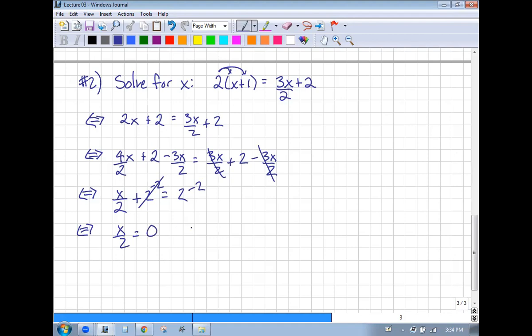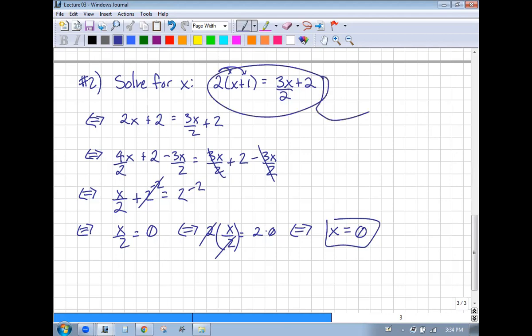But I don't want to know what x over 2 is. I want to know what x is. So I'm going to multiply both sides by the number 2. And then 2 over 2 goes away, and I'm left with x equals, and 2 times 0 is 0. So this is just a long-winded way of saying x equals 0. Saying x equals 0 says the exact same thing this says, just a much shorter abbreviated way, okay?